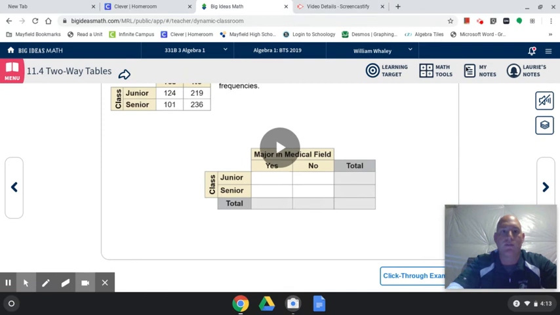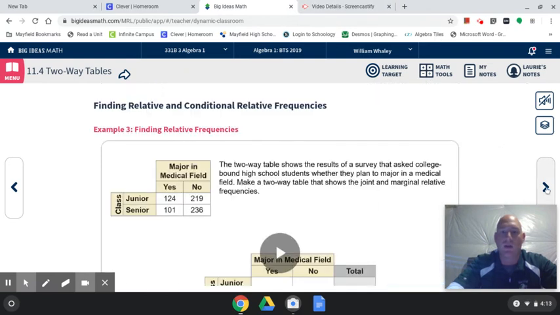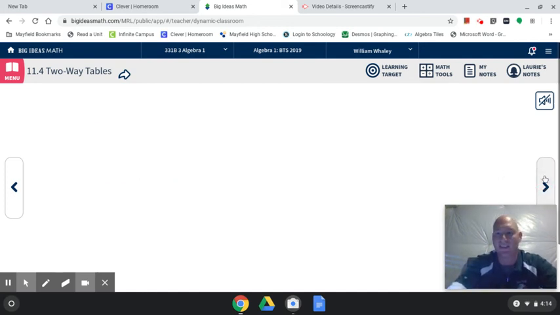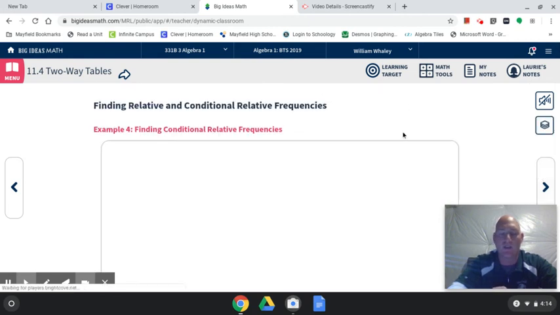And let me see if I really need to go through. That's as far as you really need to know for your homework. But I'm going to go through a little bit more, just because I know some of you guys watch this and some of you guys want to do some extra. Feel free. A conditional relative frequency is a ratio of a joint relative frequency to the marginal relative frequency. You can find a conditional relative frequency using a row total or a column total in a two-way table. All this means is now we're going to say how many said yes and no compared to the row or the column. So let me just get into a question. These are always easier to see with questions.